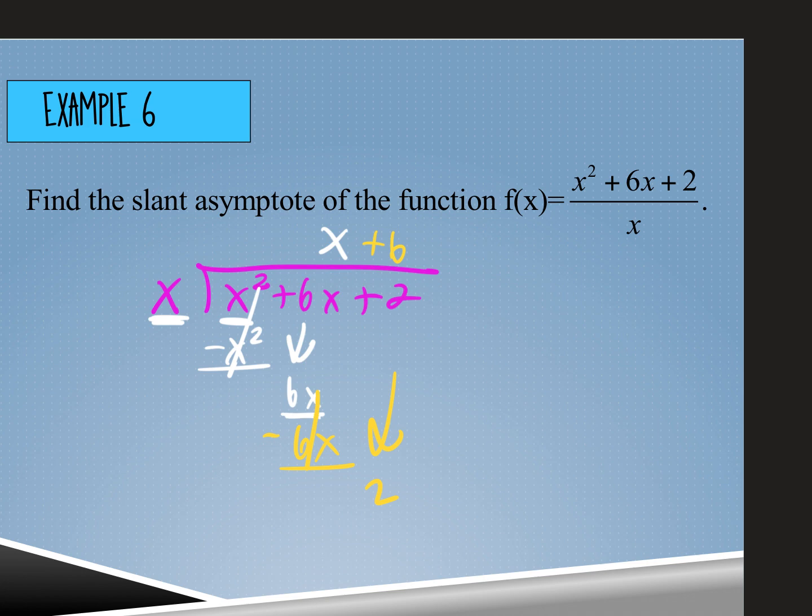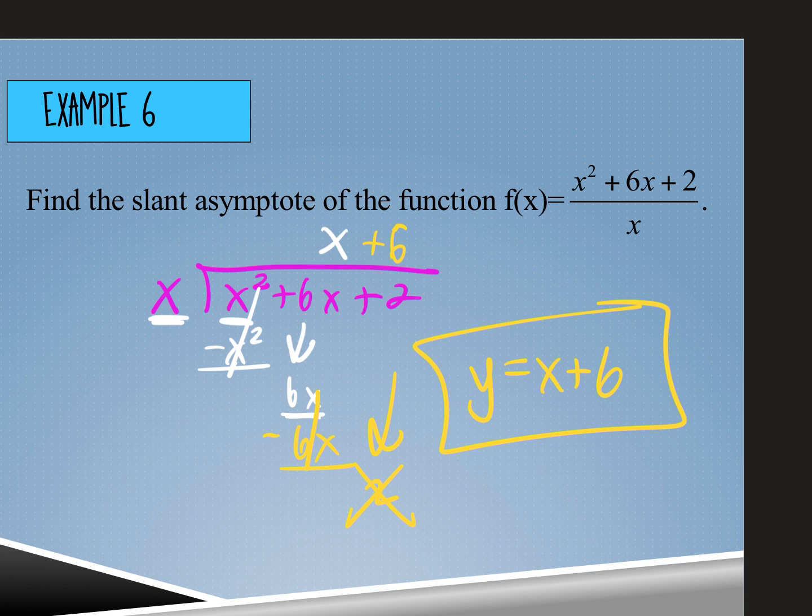2 is your remainder. How do you answer slant asymptote? Do you include your remainder? No. So your answer for your slant asymptote would be y equals x plus 6. If you have a slant asymptote, it's going to be a line. If you graph this, your intercept will be at 6, and it goes up 1 over 1, up 1 over 1. It's going to give you a slanted line. But you do not include a remainder.